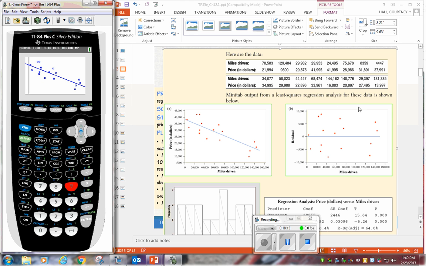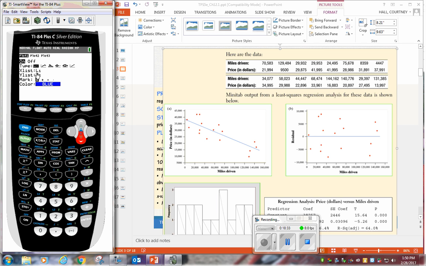If you want to get this picture, you go second y equals. You would have had to either run your confidence interval or run your test. Doing either one of those things is going to create a residual list. So you want to graph L1 with your y list as your residual list instead of L2.